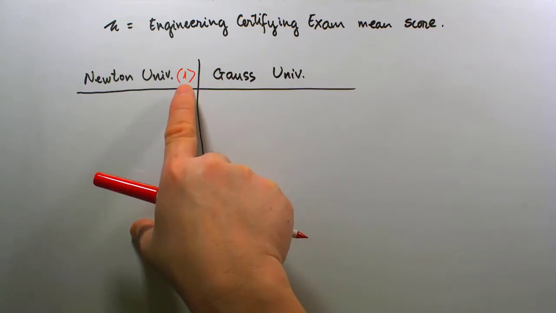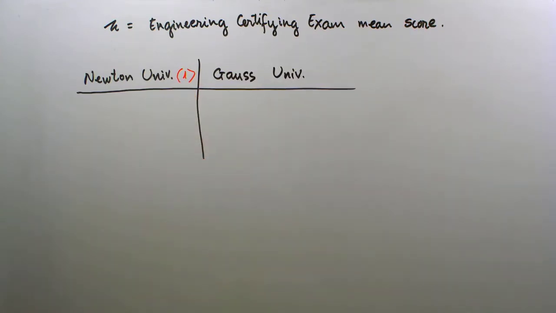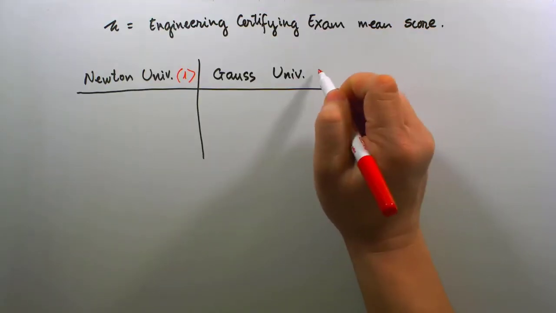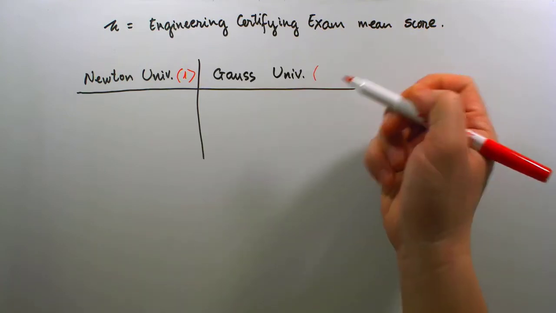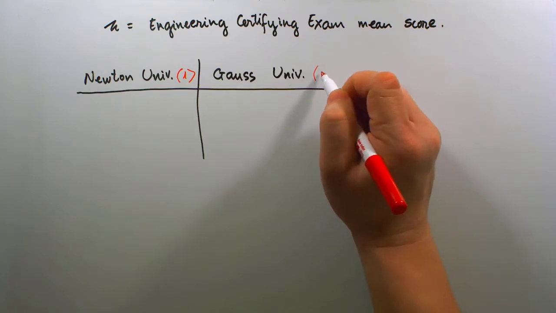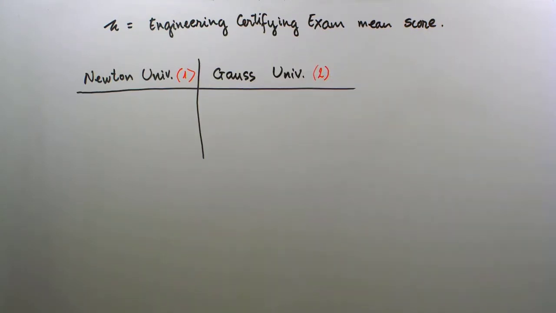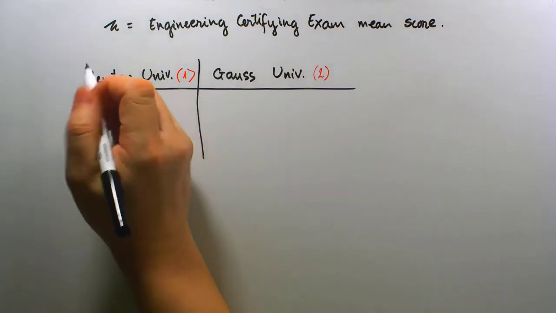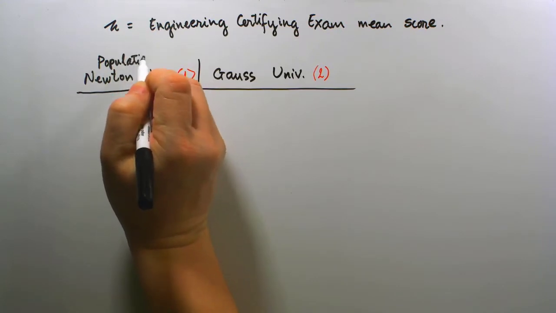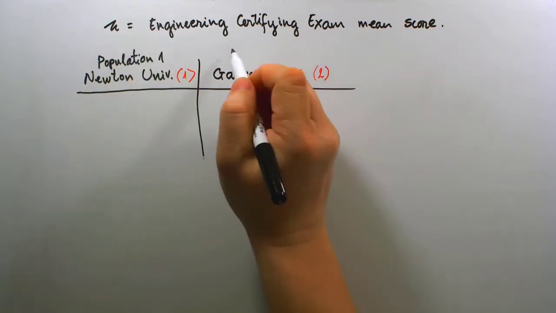Here it's only a choice, and I made this choice because in the wording of the example itself, Newton University was listed first, so I'll just go with that order. In this way, the engineering department at Gauss University is labeled as population number 2. So this is population 1, and this is population 2.